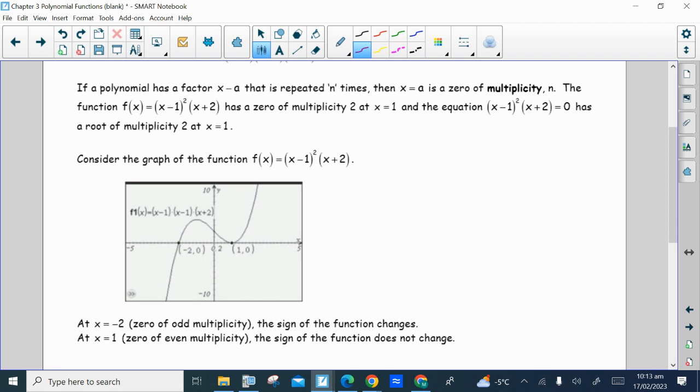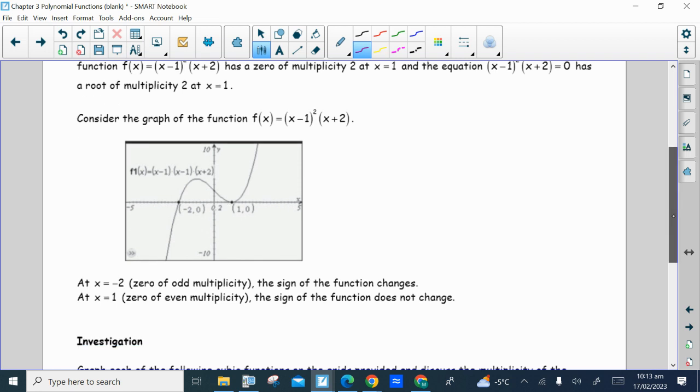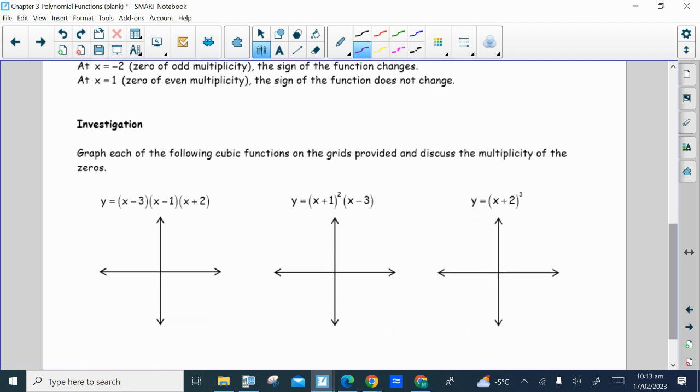They're positive on either side of that root of positive 1. So that's what it means when it says the sign either changes or it doesn't. That means the values of y change from positive to negative or negative to positive, or they don't change, like on either side of positive 1. Okay, so that's what we're talking about.